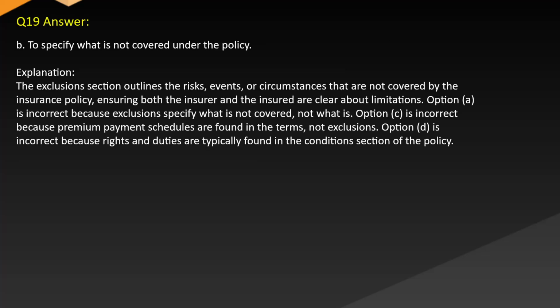Answer: B. To specify what is not covered under the policy. Explanation: The exclusions section outlines the risks, events, or circumstances that are not covered by the insurance policy, ensuring both the insurer and the insured are clear about limitations. Option A is incorrect because exclusions specify what is not covered, not what is. Option C is incorrect because premium payment schedules are found in the terms, not exclusions. Option D is incorrect because rights and duties are typically found in the conditions section of the policy.